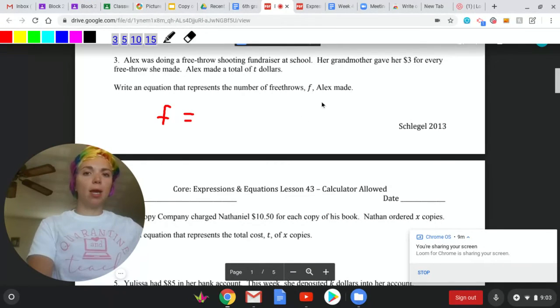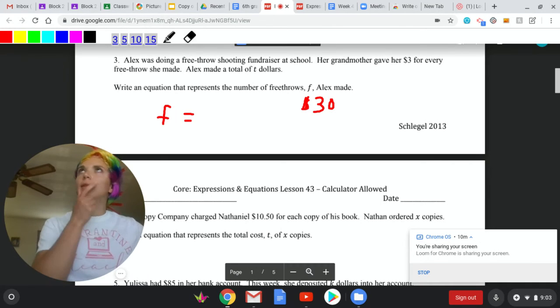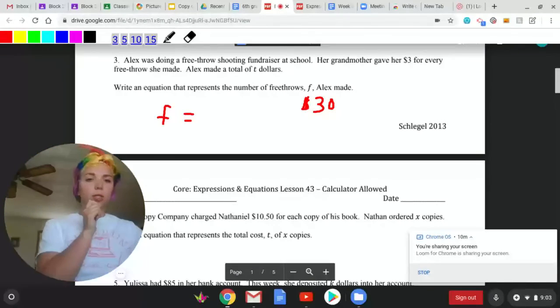So let's say she made $30. We don't know this for sure. We're just using it to help us solve. So let's say she made $30. From there, how am I going to figure out how many free throws she made? So she made $30 and she gets $3 for every free throw. Would I multiply the numbers?